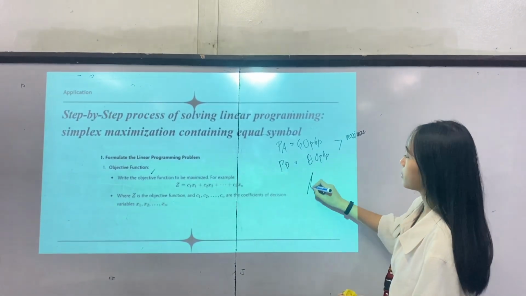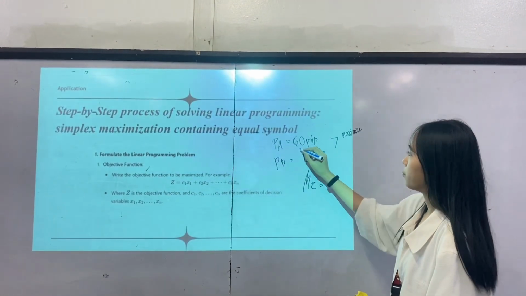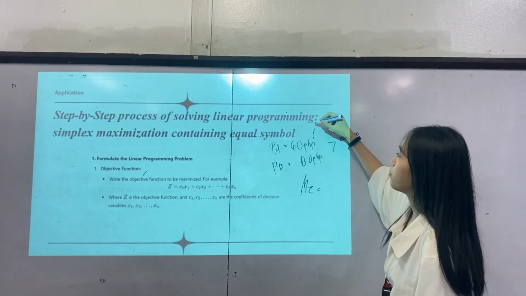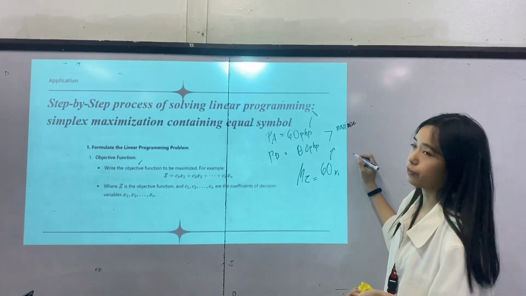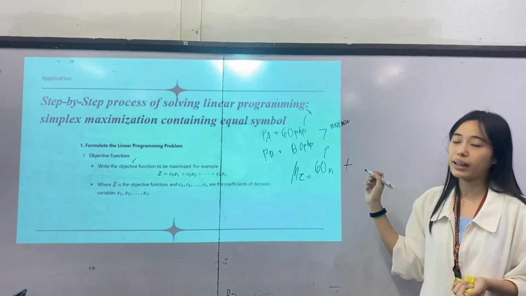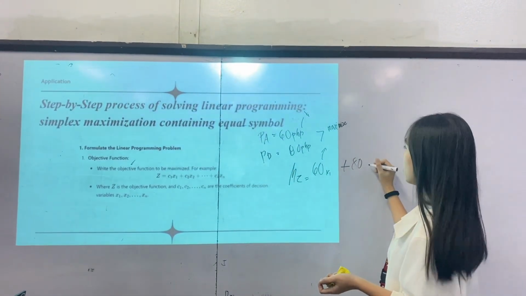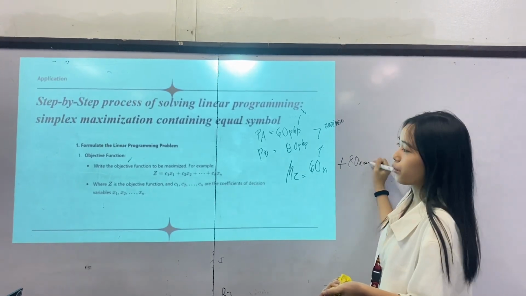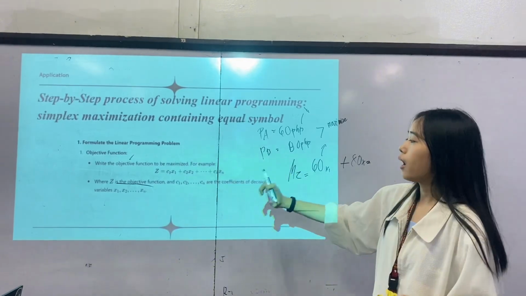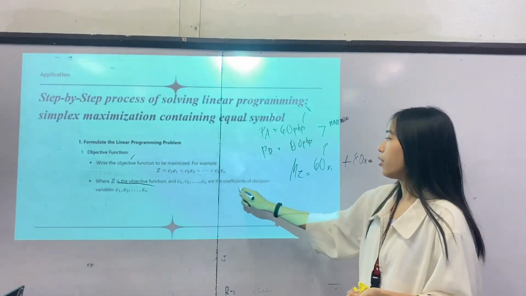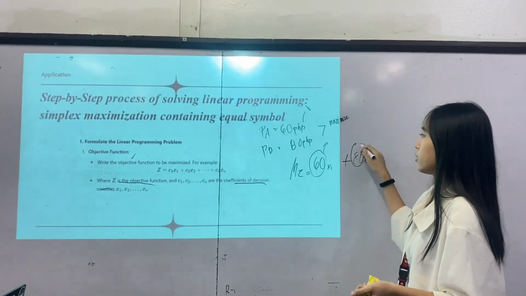mathematical form, we use maximization of m. Let us say z is equal to, let us say product A is x sub 1, so 60, 60 is its coefficient, plus, since we maximize it, 80. 80 is the product B of x sub 2. And also, z is the objective function, take note that coefficients are positive variables. So these are the coefficient variables.